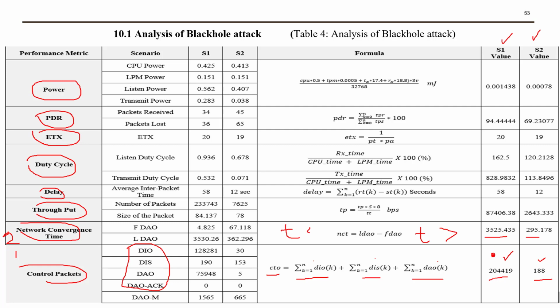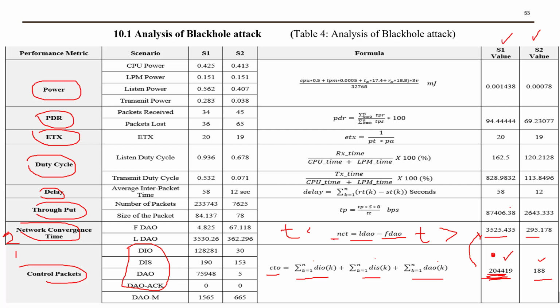Based on this, you see control packets: if the control packet number becomes more, your network is not going to be stable. It is taking too much time to settle. So this is what we understand here. How can we calculate the network convergence time? It is the time of the first DAO packet and the time of the last DAO packet. I subtract these, and then you can find the network convergence time.